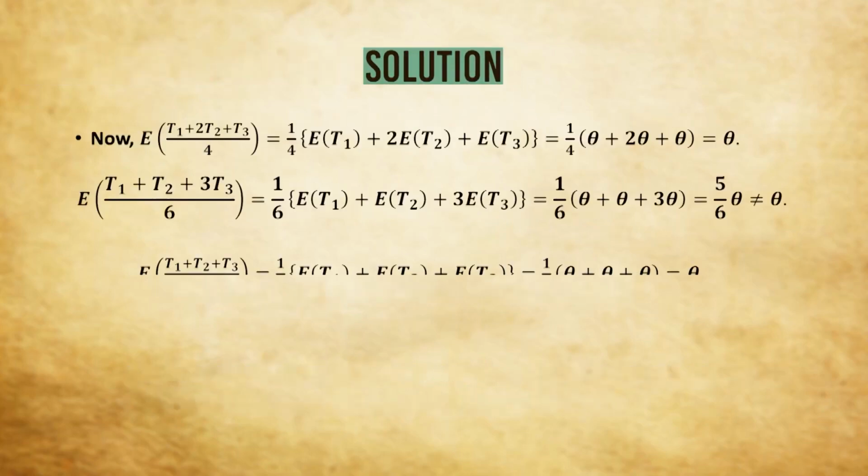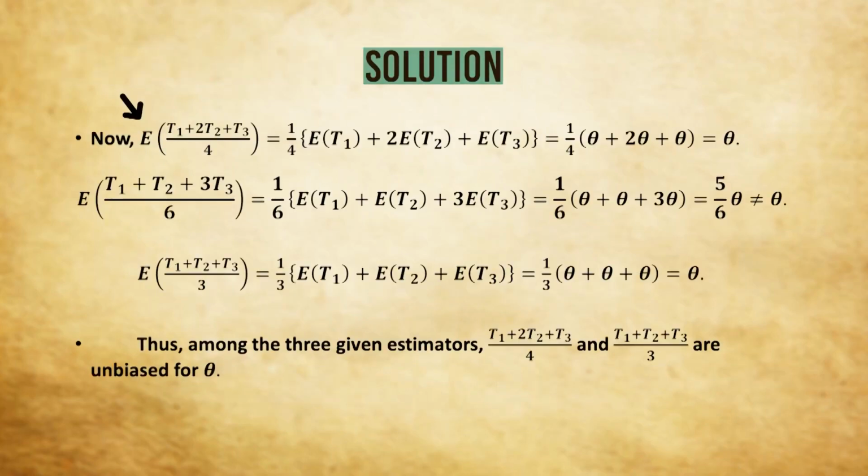We first compute the expectation of the first estimator, that is (T1 plus 2T2 plus T3) by 4. So 1 by 4 will come out. It will be expectation of T1 plus 2 into expectation of T2 plus expectation of T3. So it will be 1 by 4 (theta plus 2 theta plus theta). That comes out to be theta. That means the first estimator, (T1 plus 2T2 plus T3) by 4, is an unbiased estimator of theta.